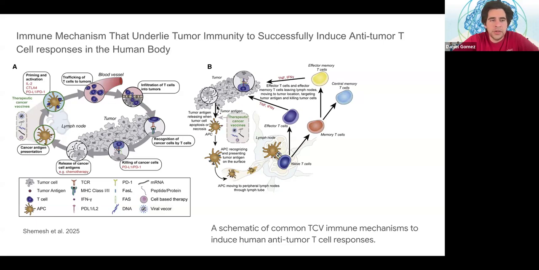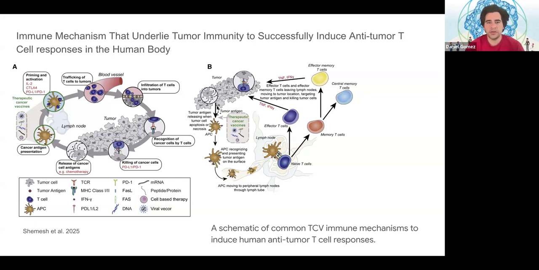Cancer presents an antigen and it gets primed and activated, and then there's trafficking of the T cells to the tumor. So the T cells go through the blood vessels and infiltrate into the tumors. So we have an infiltration step where T cells go from the blood vessels to the tumor.